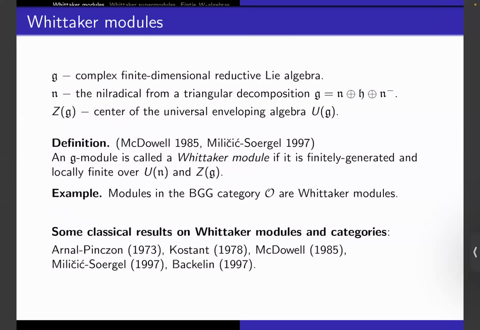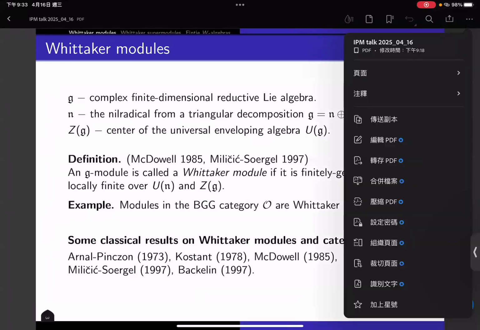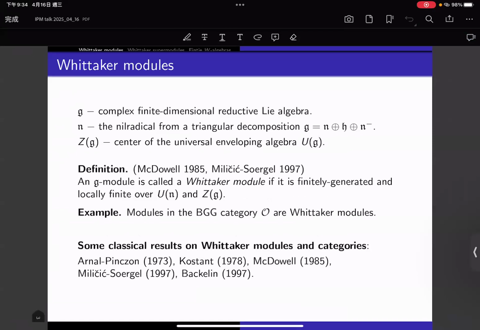Okay, let's get started. Now, let's set up some notations. We fix a complex finite dimensional reductive Lie algebra g, and then we choose a nilradical from a triangular decomposition, and we denote the center of the universal enveloping algebra U(g) by Z(g).